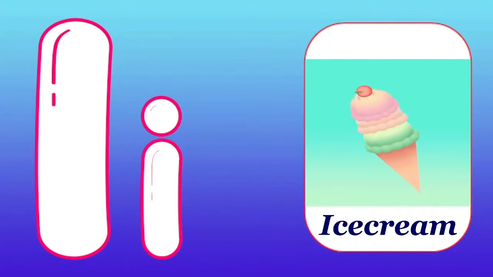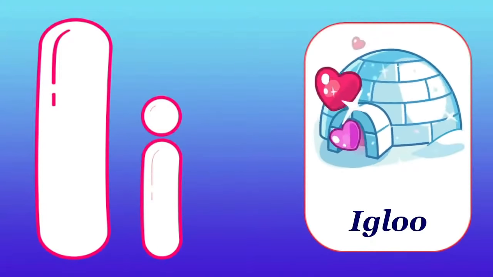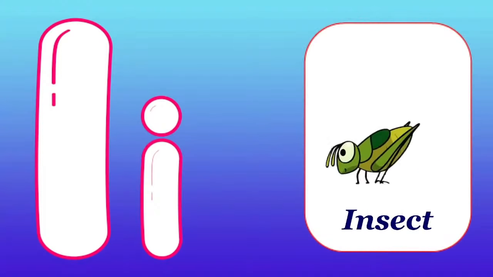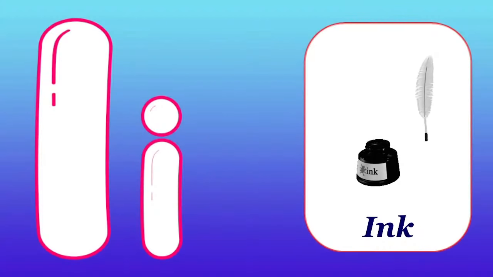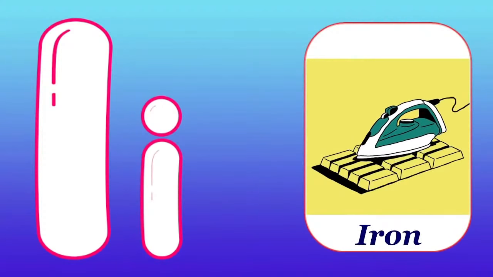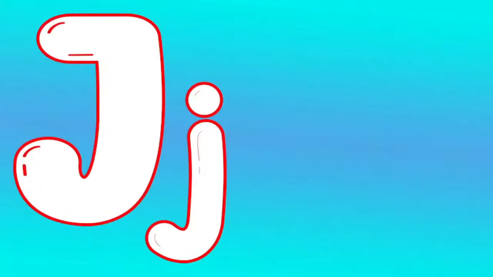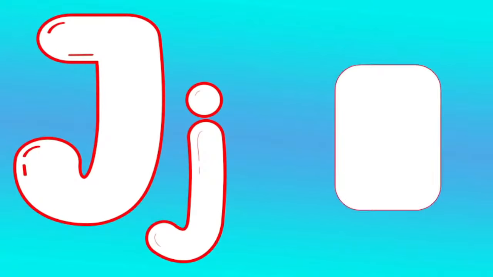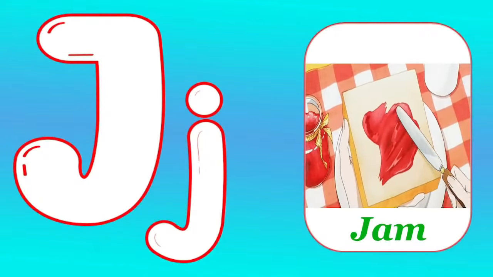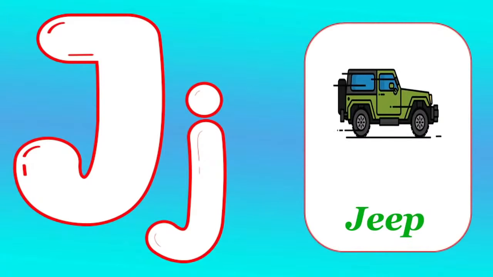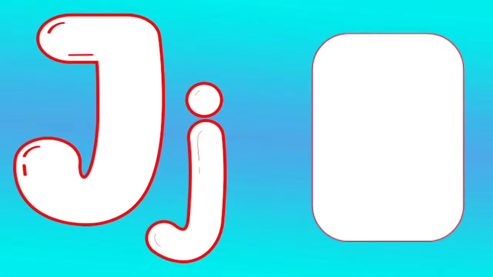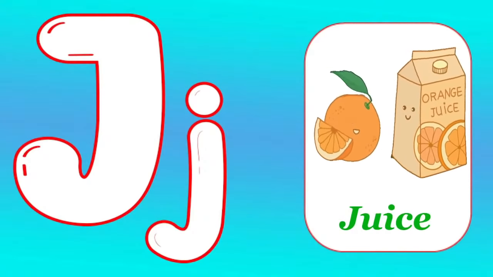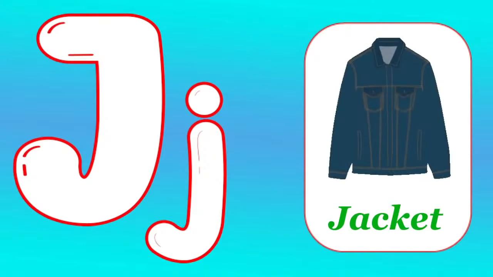I for ice cream. I for igloo. I for insect. I for ink. I for iron. J for jet. J for jam. J for jeep. J for juice. J for jacket.